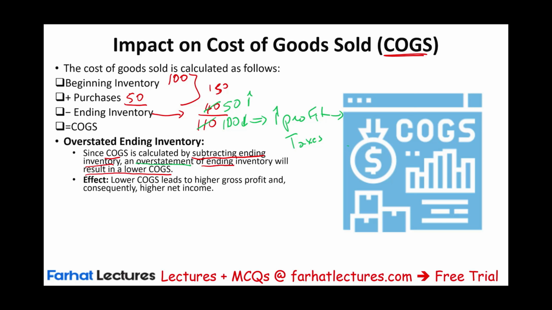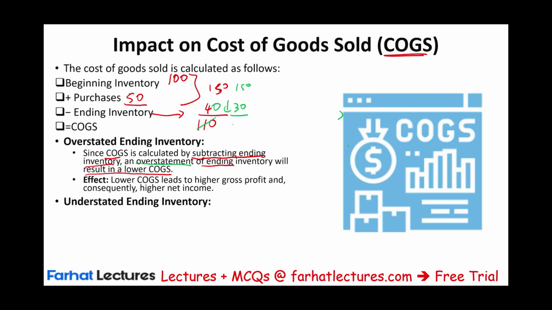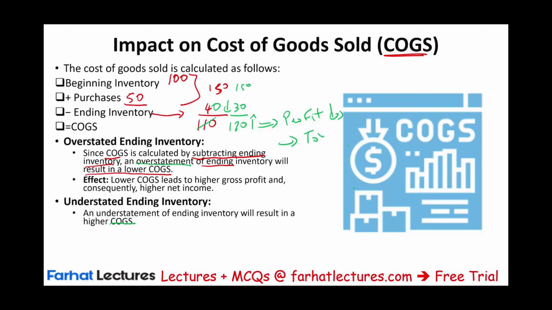Now, we could say the opposite is true. What does that mean? If the actual was 40, and what I did now, I understated my ending inventory to 30. Now 150 minus 30 is equal to 120. My cost of goods sold went up, is higher. What does that mean? My profit and my gross profit are lower, and my taxes are lower. So make sure you understand this.